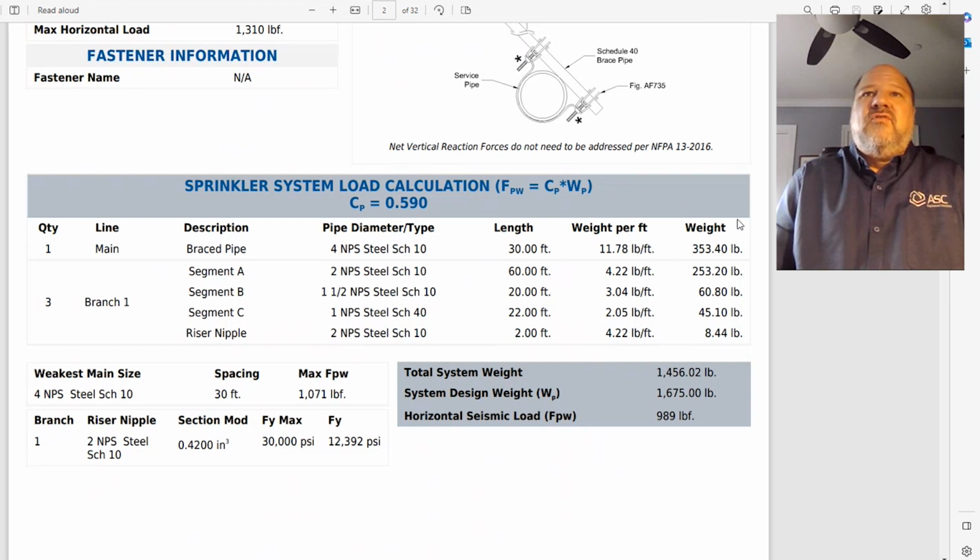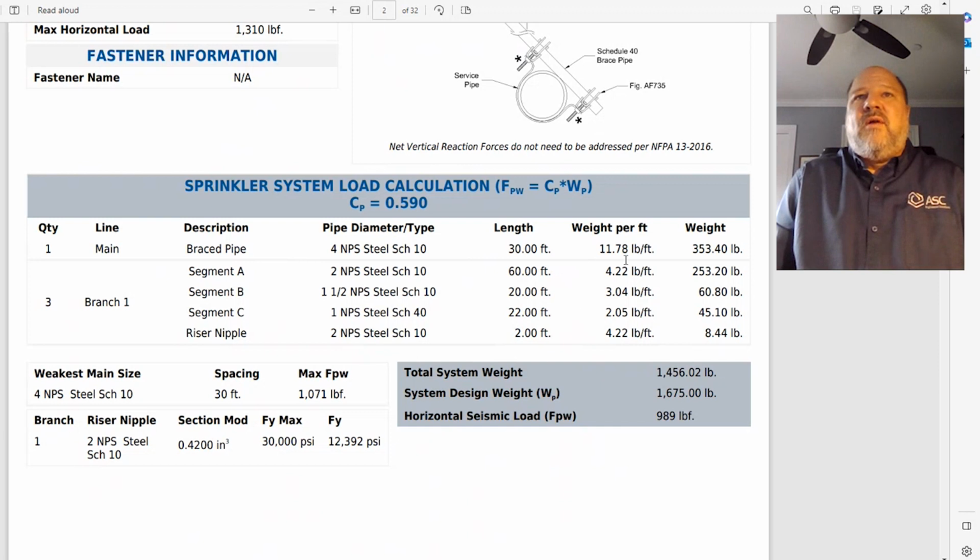In our zone, here's the zone of influence described. My main is 4-inch steel, with 30-foot spacing between my braces. There's its weight. And then I have 3 branch lines, all typical, and they have multiple sizes. They have some 1 inch, some 1.5 inches, some 2, and those are the pieces in the branch line. Each line is that long, and each one has a riser nipple 2 feet long. And we can take all that.